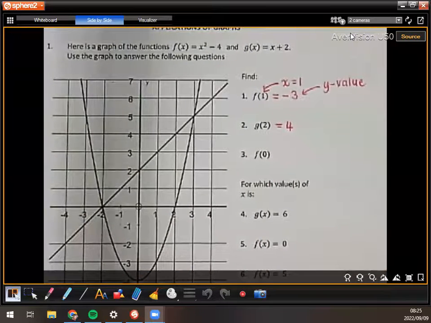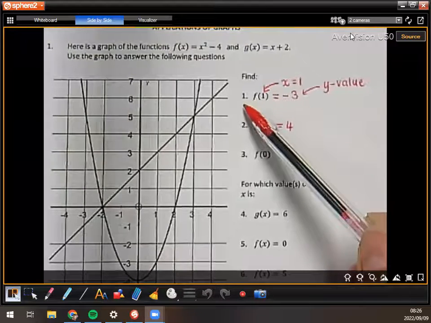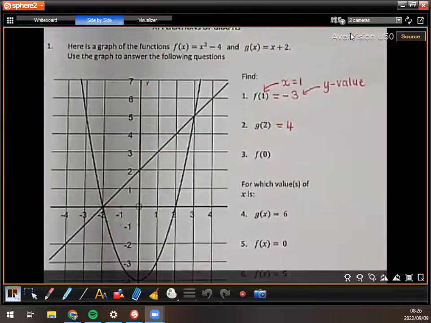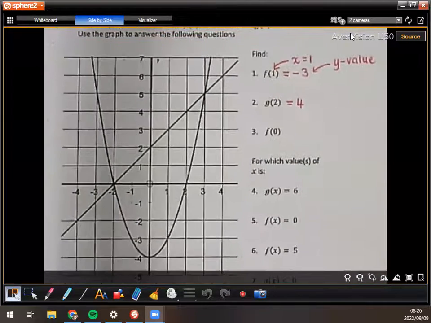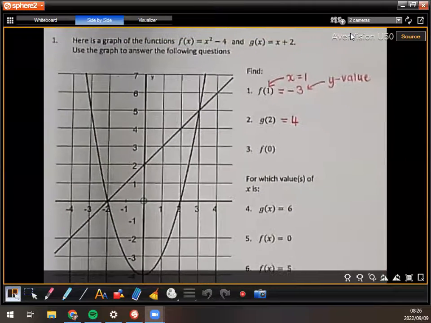Sometimes also, guys, the graphs are not drawn to scale, so you actually can't read it off the graph. They've given it to you in this way so that you can. Then you sub this x value that they're giving you into the equation, and that will give you the y value.